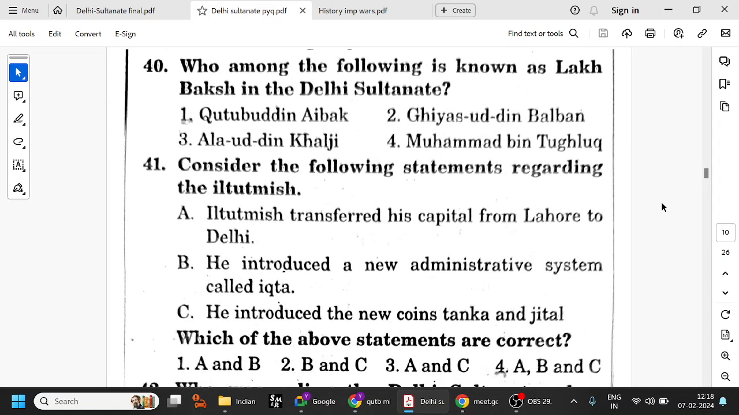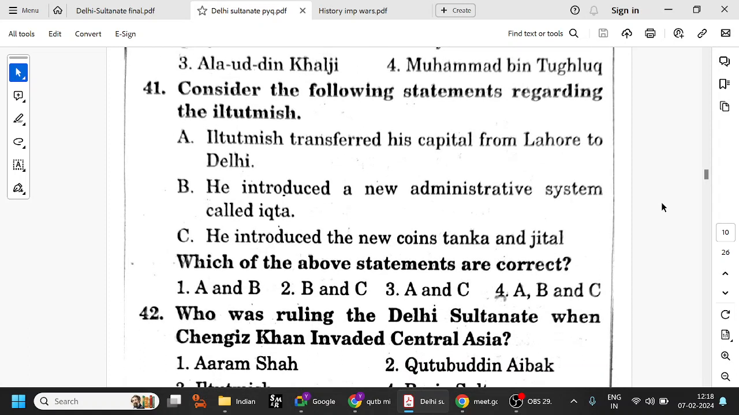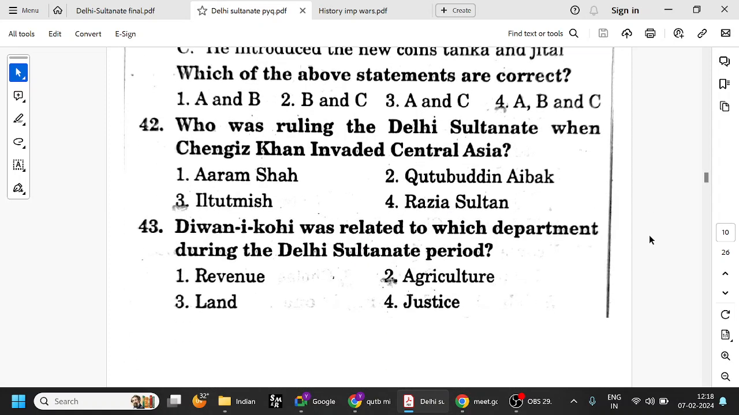Same thing is repeated. Consider the following statements regarding Iltutmish. After Kutubuddin Aibak, Iltutmish, the son-in-law of Kutubuddin Aibak, transferred his capital from Lahore to Delhi. Initially the capital was in Lahore, now it was transferred to Delhi, which is true. He introduced a new administrative system called Iqta. Iqta, Iqtadar, all that we have seen, that is also true. He introduced coins of Tanka and Jital. Remember that. That is also correct.